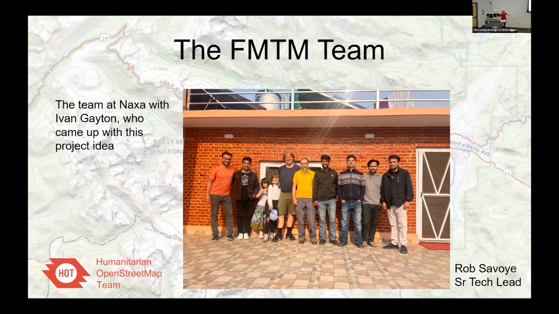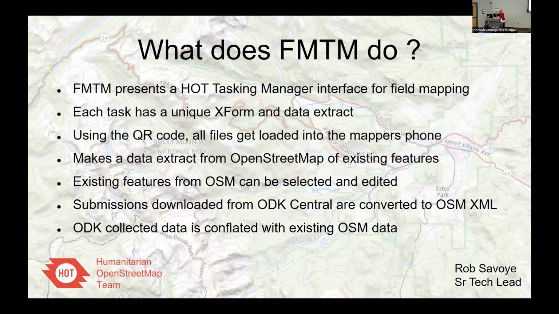So I point this out because the guy who's taller than all of us in the middle, that's Ivan Gayton. He's a senior advisor at HOT, and he was the one who came up with this project for the FMTM. So when he heard that I had built software that was processing Open Data Kit and turning it into OpenStreetMap data and conflating, he goes, that's the piece that I need. And he basically launched this project. And funny enough, he's doing this exact same talk in London right now at the Open Data Kit conference.